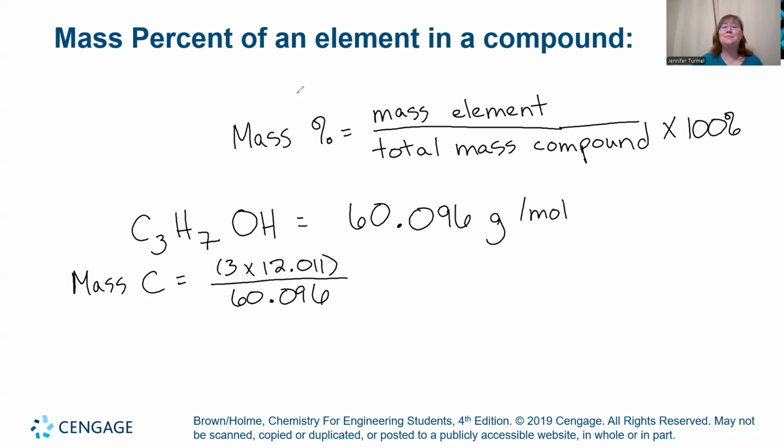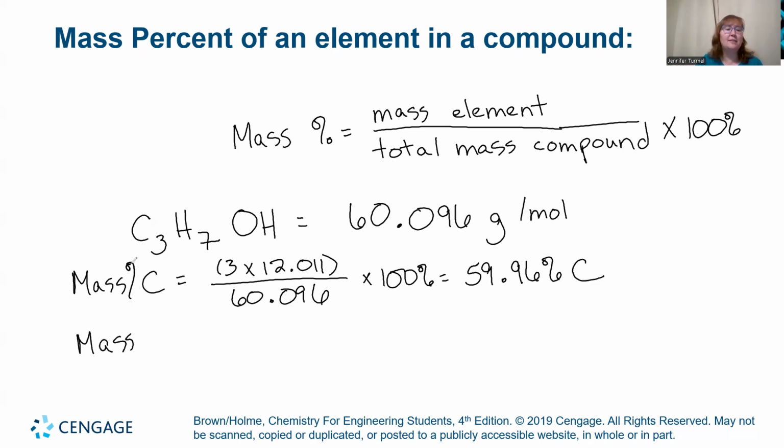I need to grab a calculator. Okay, I have my calculator now. So what this means is we say 3 times 12.011 divided by 60.096, and we're also going to turn that into a percentage. This means that we have 59.96% carbon.